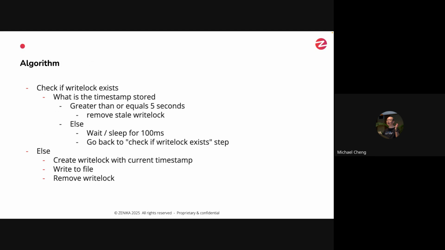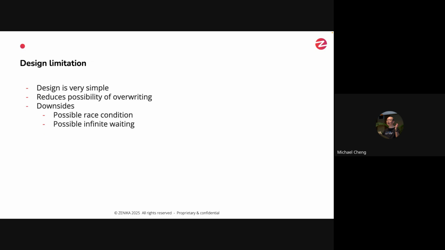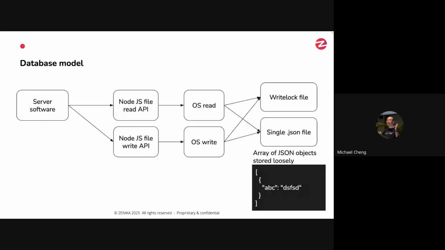So how does the algorithm work? I'm going to check if the write log exists. What is the timestamp stored? All these steps. And then we're going to go through the limitations of the design that we just showed, which is that we have race conditions and also infinite waiting. So you can face deadlocks as well, well, not really deadlocks in a sense, but more of an infinite waiting.